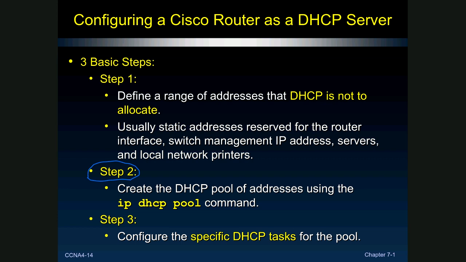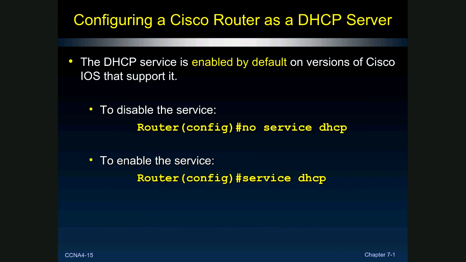And then in step 3, we're going to configure the specific tasks for that pool. We're going to identify the network. So the router will search its interfaces for any network interfaces that are part of that network. It'll start listening for requests and start granting requests out those interfaces. We're going to tell it what the default gateway router should be for all those workstations. We're going to do the DNS server. We're going to identify all that stuff when we set up the server. And I'm going to illustrate that in Packet Tracer.